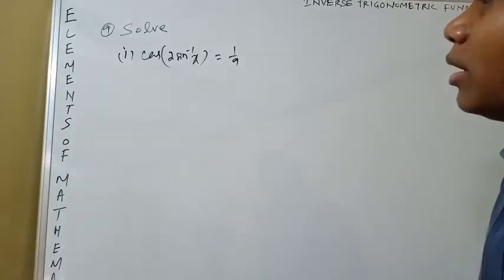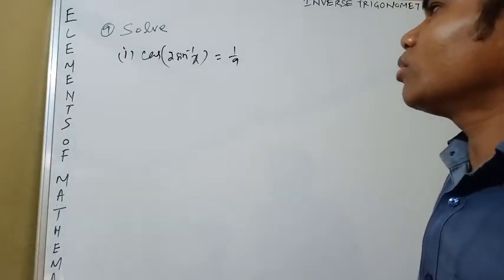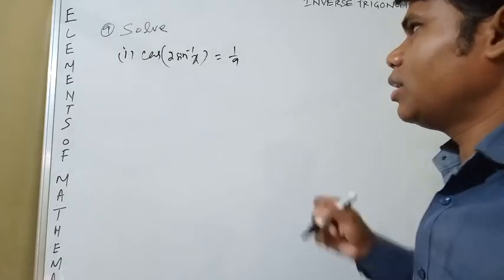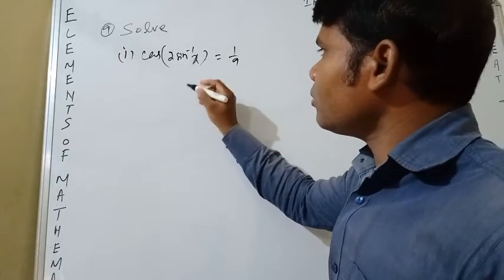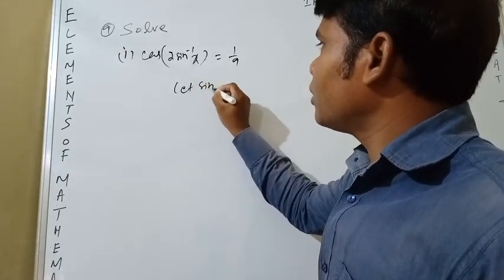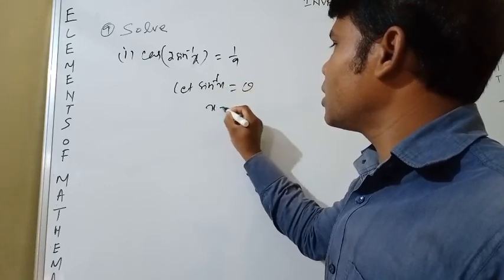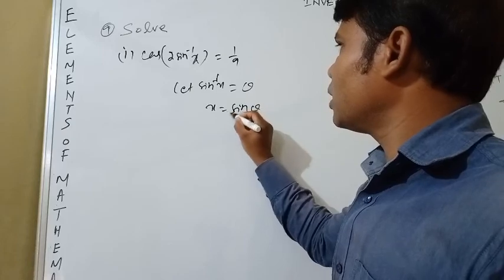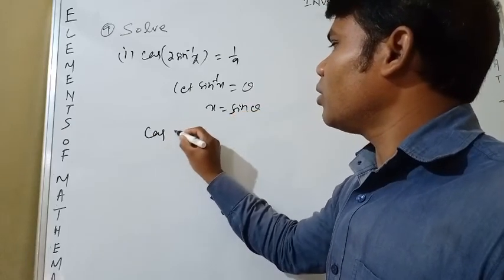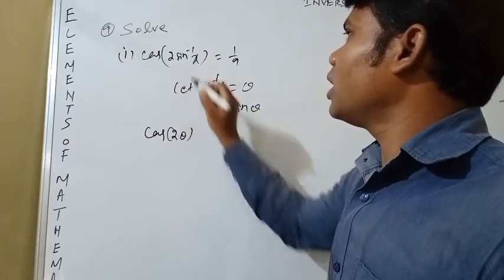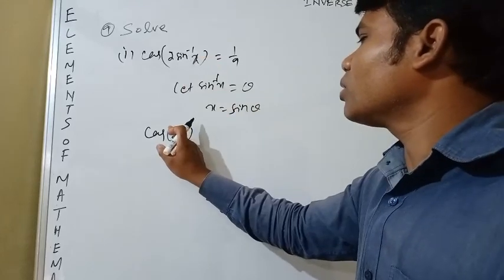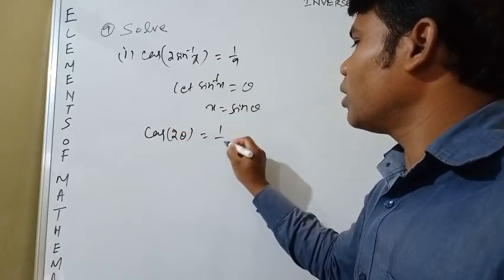The question is given: solve cos(2 sin⁻¹x) = 1/9. Let sin⁻¹x = θ, so x = sin θ. Then cos(2 sin⁻¹x) given is cos 2θ = 1/9.